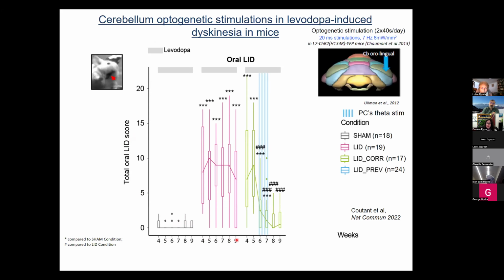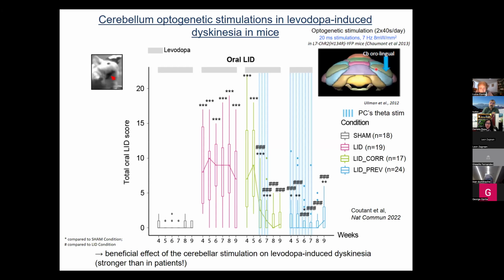Then we apply this protocol of optogenetic stimulation specifically on the Purkinje cell orolingual zone, and we have a decrease almost down to 0 of this abnormal involuntary movement. We can also see the effect even after the end of the stimulation. And even better, if we start the stimulation of the cerebellum at the same time as levodopa, which we could do in mice, we can even prevent the appearance of such abnormal involuntary movements.